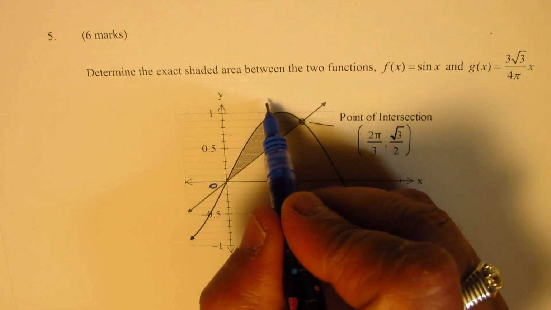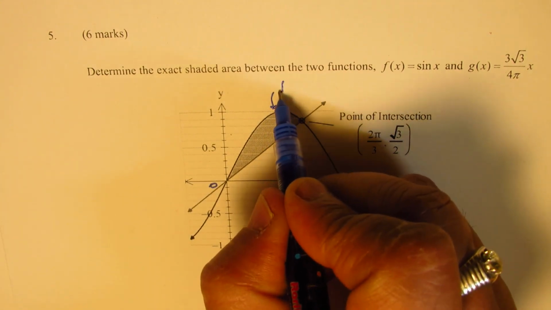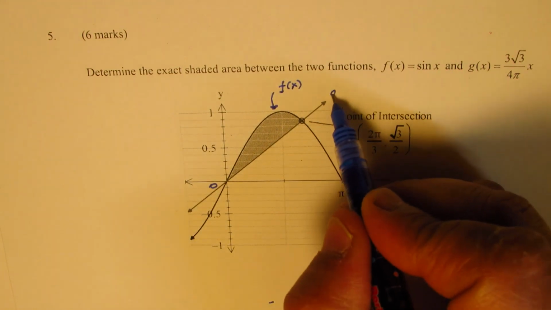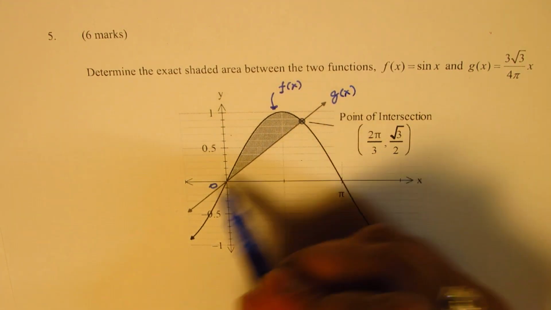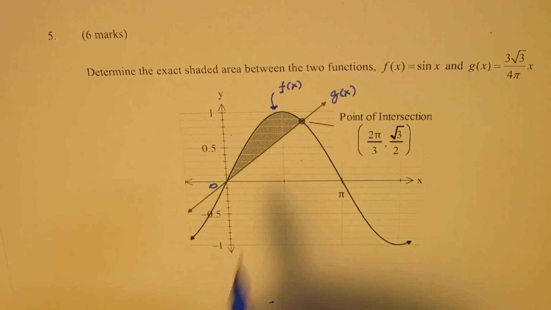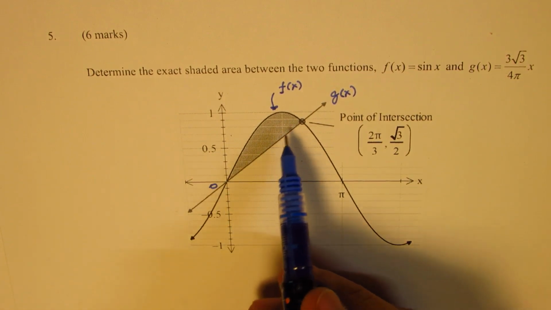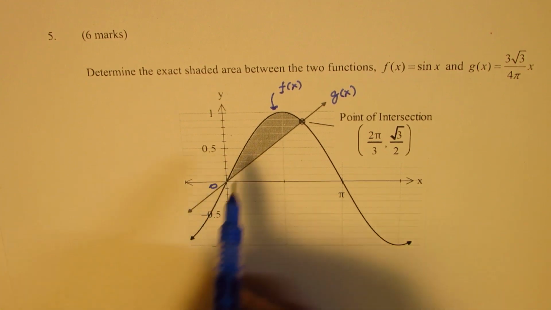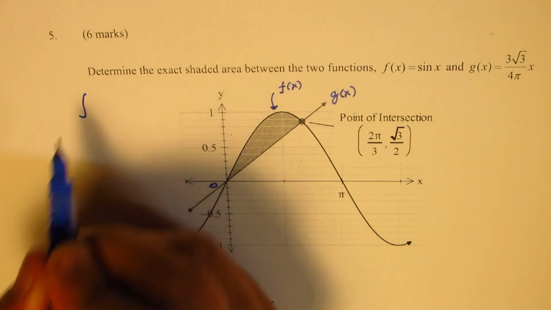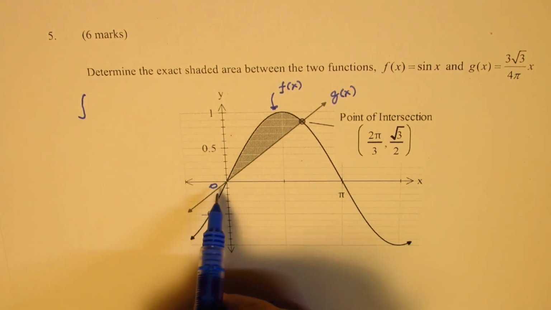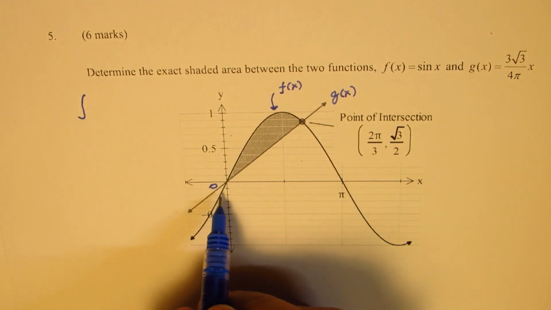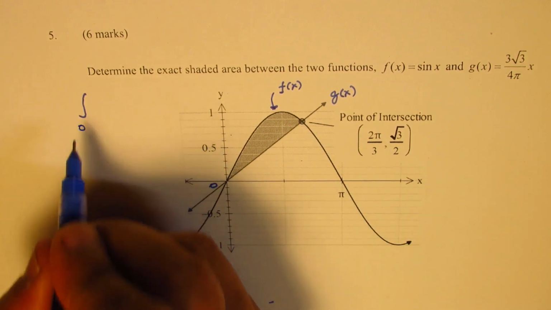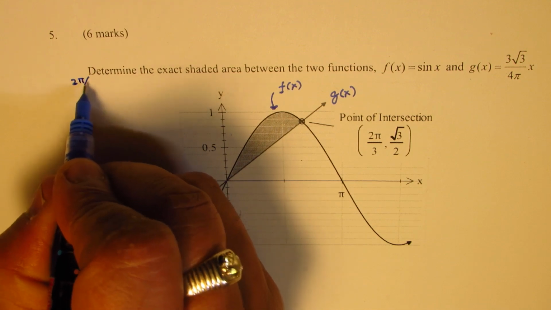So clearly the sine curve is the curve which is there on the top. So we'll write this as f of x, and the straight line is g of x, correct? And those are the points of intersection. So when we want to find the area under the curve, we can calculate the definite integral, correct? So basically, we would like to find the area as the value of the integral from 0 to this point, which is 2 pi by 3, from 0 to 2 pi by 3.